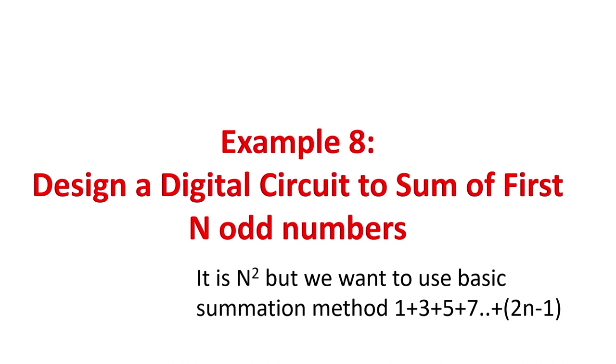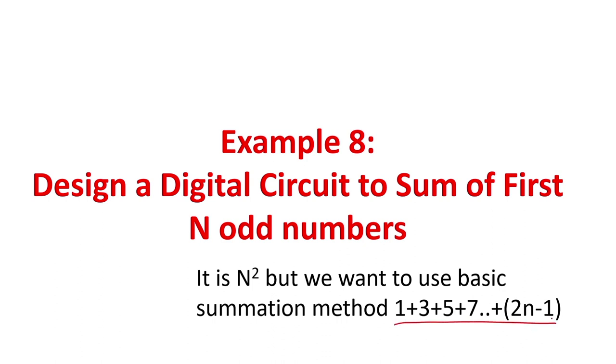So, let us design a digital circuit to sum the first n odd numbers. If we sum the first n odd numbers, clearly we can do it as 1 plus 3 plus 5 plus 7 up to 2n minus 1. The result is n square, okay. But we want to use a basic method in this case. So, we are not computing n square; we are using something very basic. We will basically use the summation method, so we will sum 1, 3, 5, 7 up to 2n minus 1.